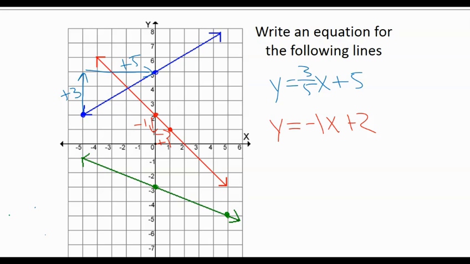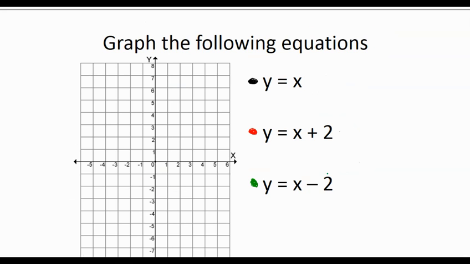So this one would be y equals, my y-intercept is -3, so I put -3. My slope is down 2, right 5, so it would be -2/5. So there, we've written the equation for each of those. And then the last one, we're going to graph these 3 equations.